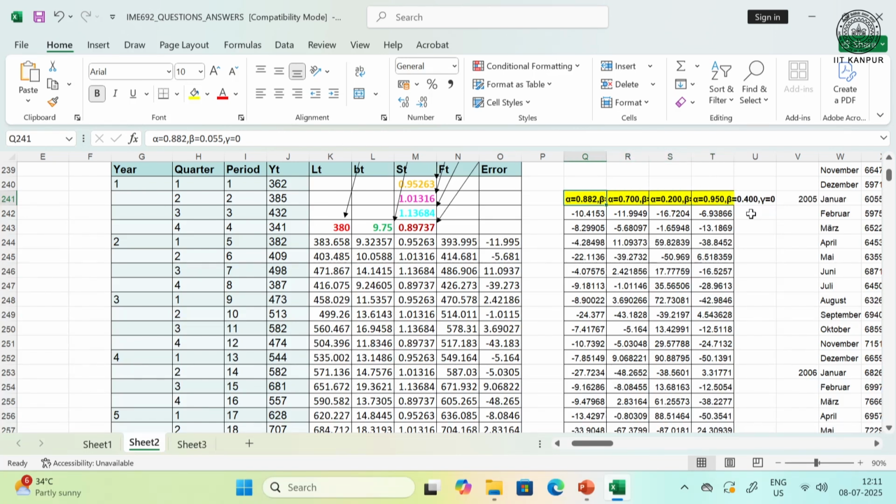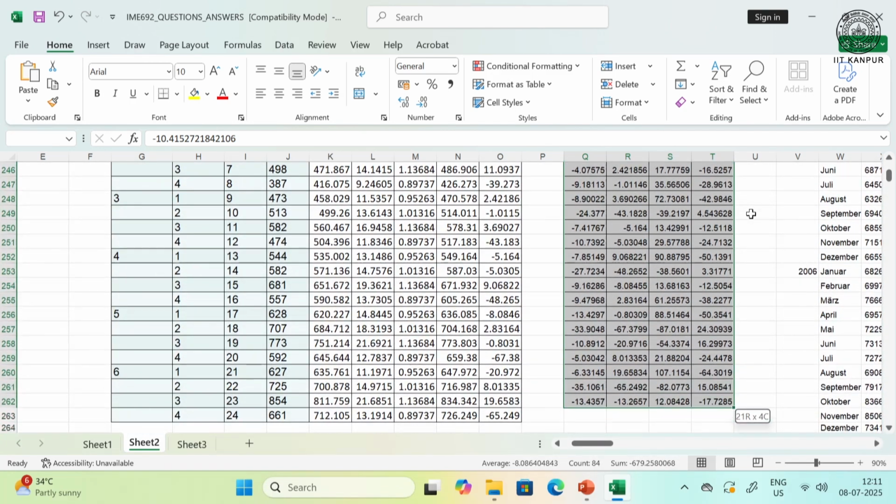What are these? They are highlighted in yellow. So, alpha is 0.882, and for the first set beta is 0.055, gamma is 0. Next one is alpha 0.7, beta 0.07, gamma 0. Next value is alpha 0.2, beta 0.03, gamma 0. Next value is alpha 0.95, beta 0.4, gamma 0. So, based on that, I have the errors for this set of data.